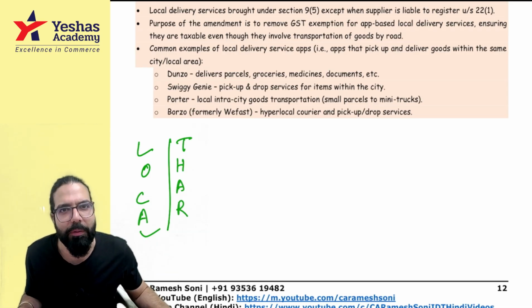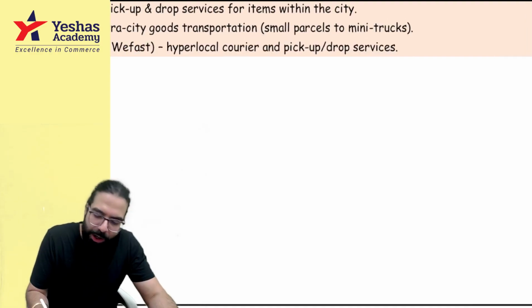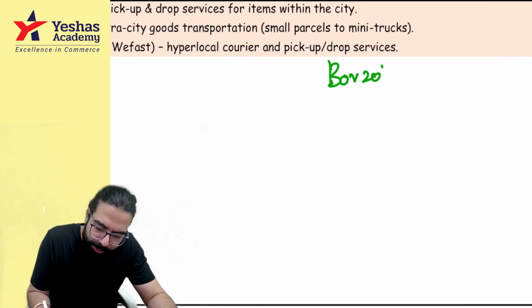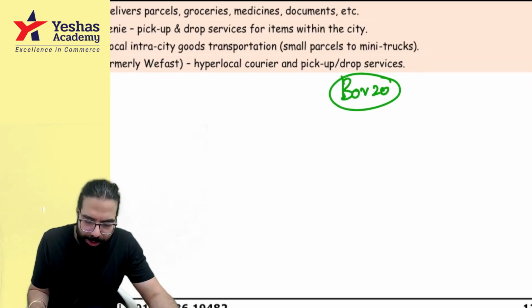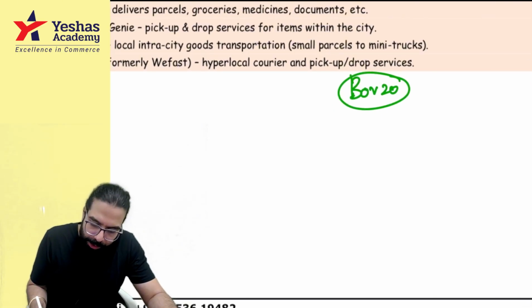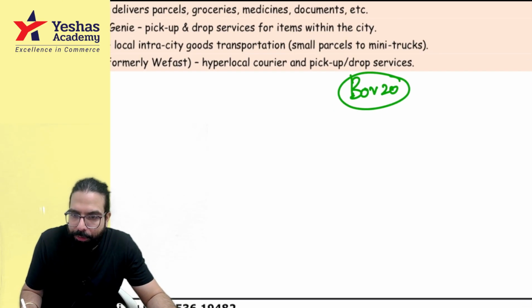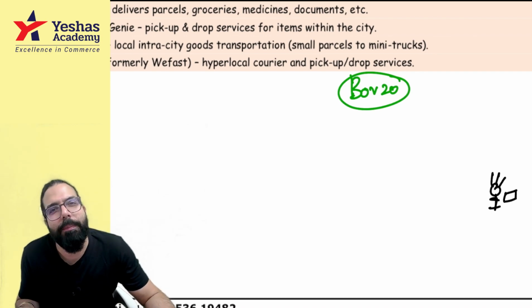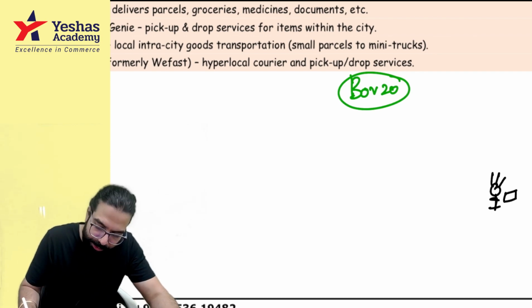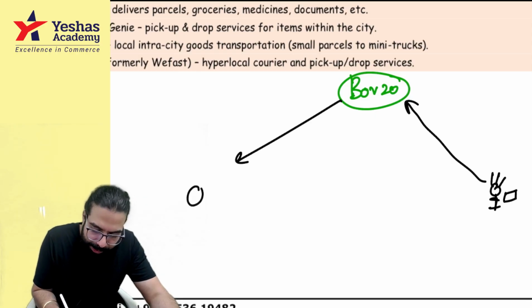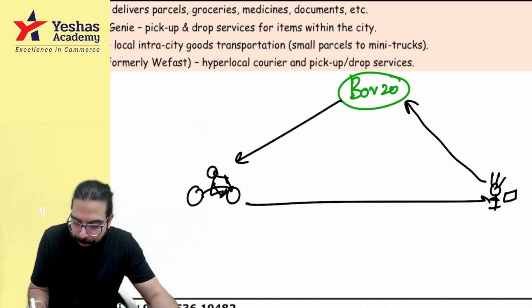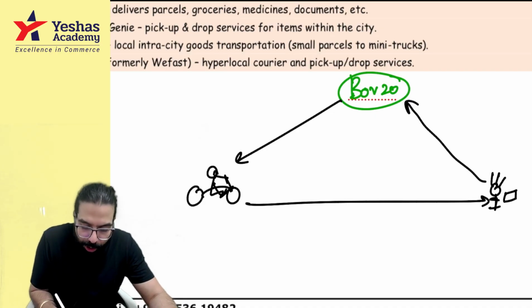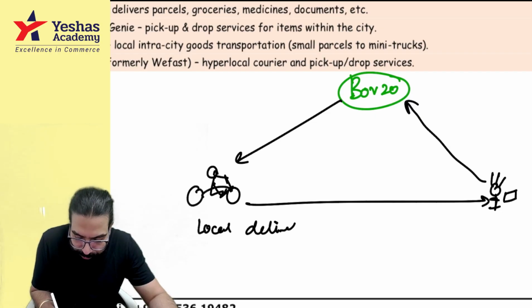Sir, what is local delivery services? Listen to me very carefully. For example, you know the Borzo app, earlier called WeFast, now it's called Borzo. For example, I'll take the example of Jitin. Jitin wants to send one parcel to his friend. Going to his friend's place, giving the parcel and coming back will take a lot of time. So Jitin can go to the Borzo app. The Borzo app will direct it to one person. He will come, take the parcel and drop it at your friend's location. This is called local delivery services.